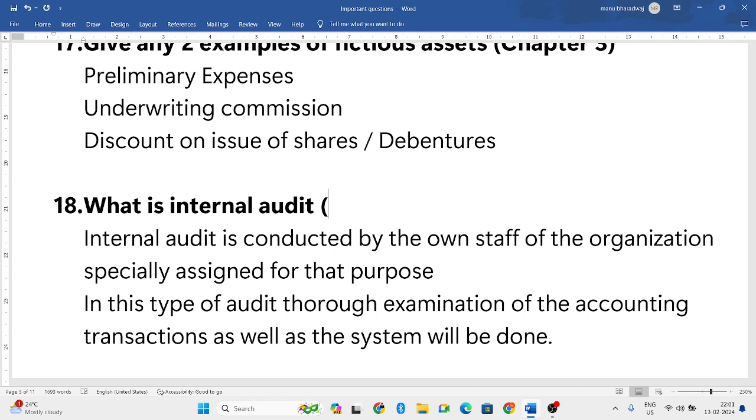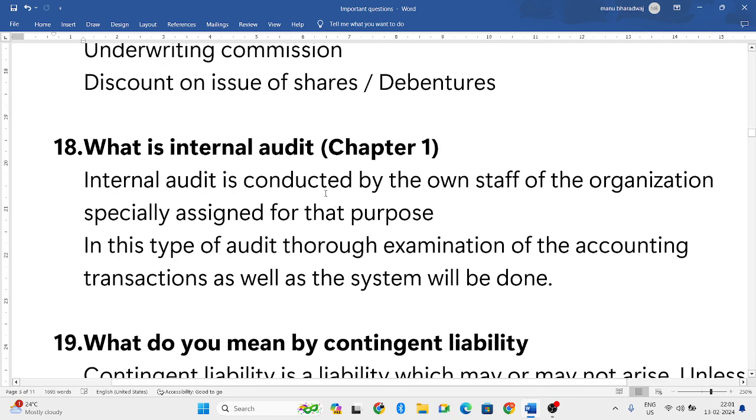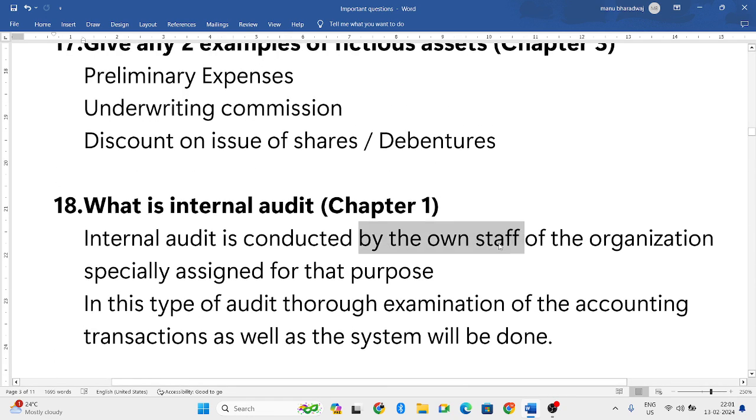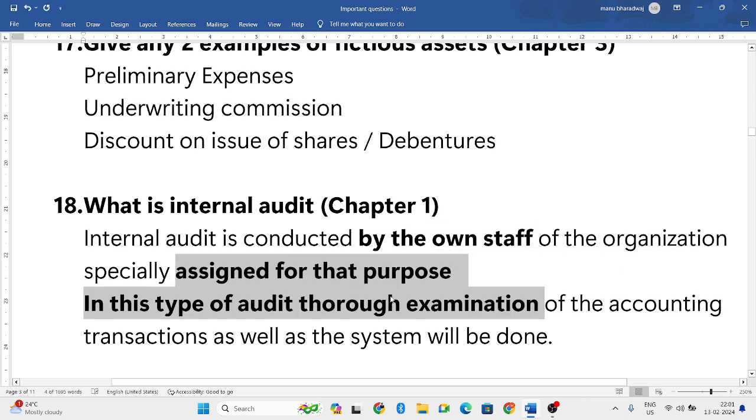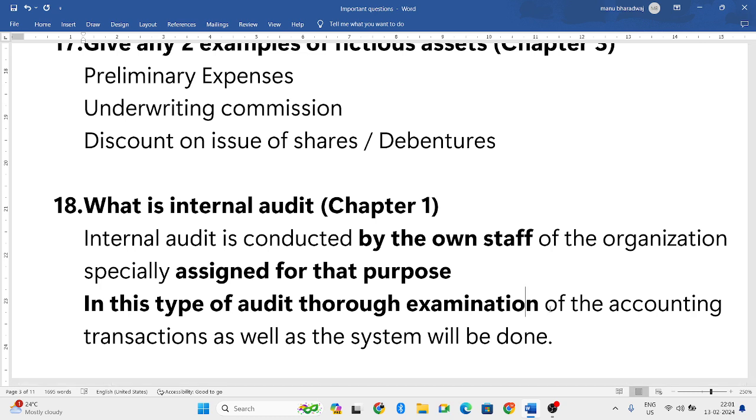What is internal audit? It is from chapter number 1. Internal audit is conducted by the organization's own staff. They will be assigned for that particular purpose only. They will do a thorough examination of the accounting transactions. Whatever accounting transactions the firm has recorded, they will thoroughly scan and examine all of them.